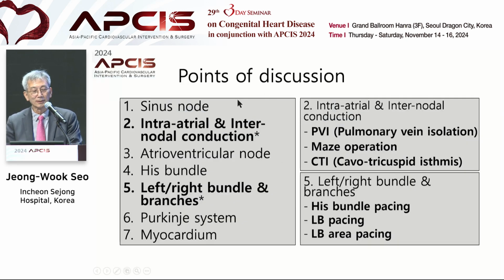The conduction system consists of the sinus node, intra-atrial internodal conduction, AV node, His bundle, left and right bundle branches, and the Purkinje system and myocardium. I'd like to summarize numbers 2 and 5 because we often work with pulmonary vein isolation, PVI, a major operation, and the cavo-tricuspid isthmus. So that's important. The intra-atrial and internodal conduction is important. Also recently, conduction system pacing is a very important topic, and I want to say something about that area.